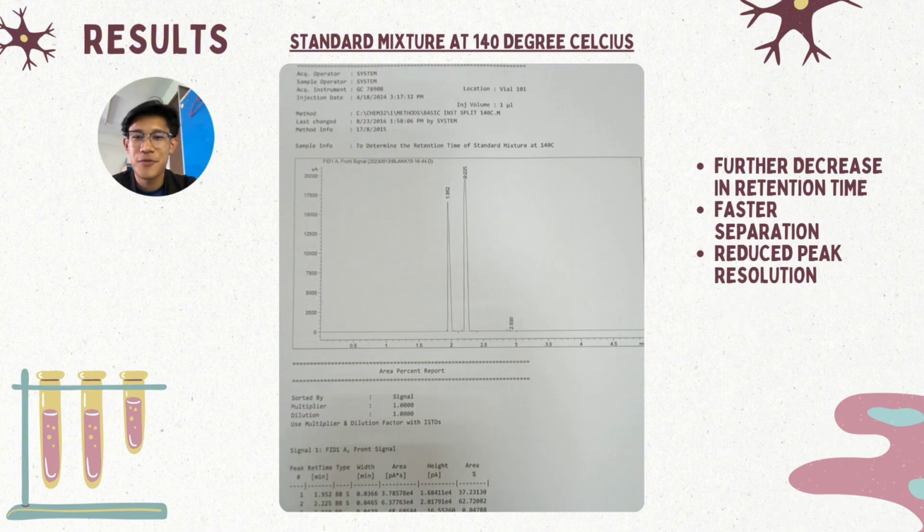At 140 degrees Celsius, the retention time decreases even further, with peaks appearing much earlier. At this higher temperature, separation becomes faster, but peak resolution is reduced, and minor peaks may become less recognizable. This shows that while a higher temperature improves analysis speed, it may compromise separation quality.